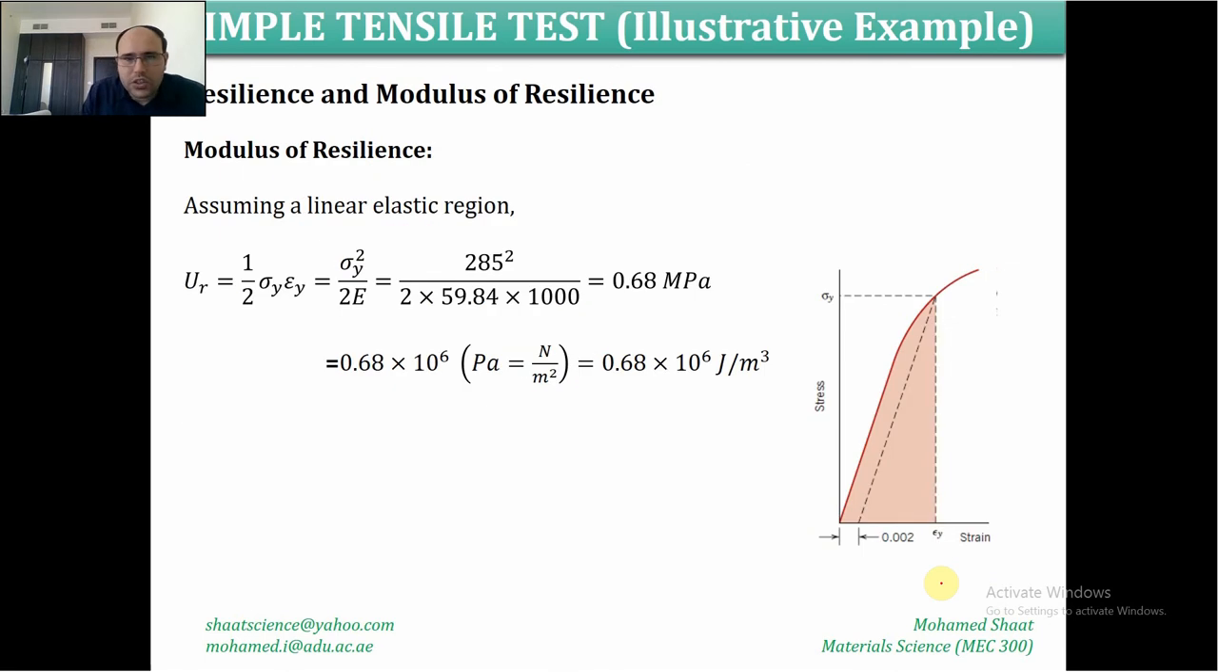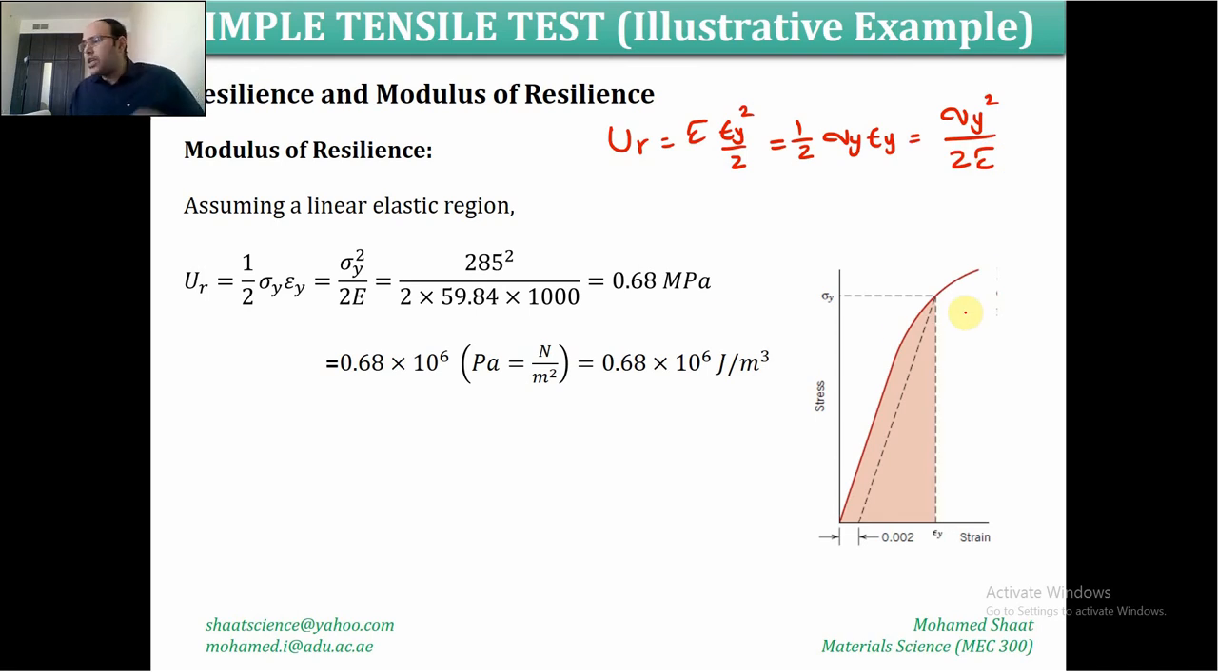Even you can use Young's modulus in terms of sigma. So it will be the yield strength squared divided by 2E, where E is the elastic modulus. So all of these three relations, I can write the modulus of resilience as E epsilon y squared over 2. In the meanwhile, it is equal to 1 over 2 sigma yield epsilon yield. In the meanwhile, it is equal to sigma yield squared over 2E. All of these relations are the same. They're going to give the exact same value for the modulus of resilience of this material.